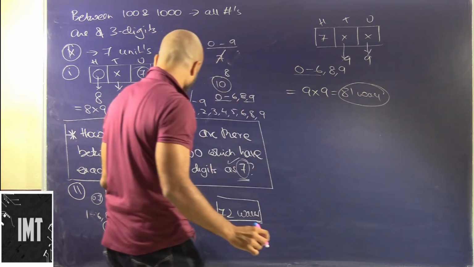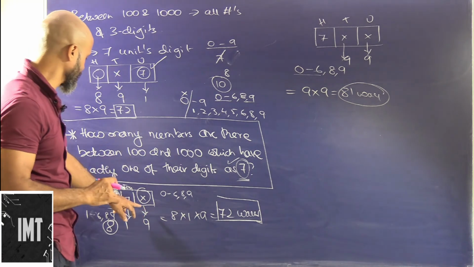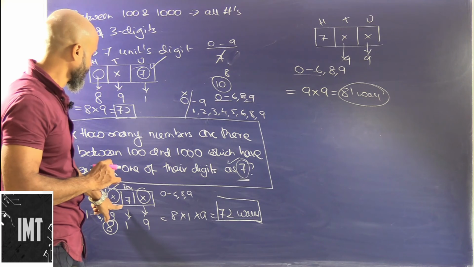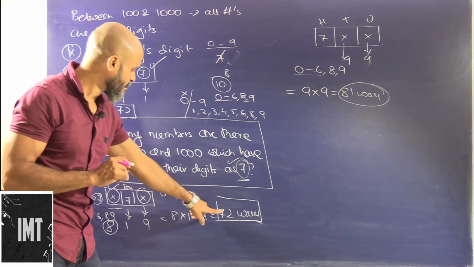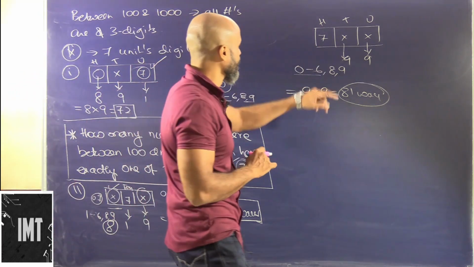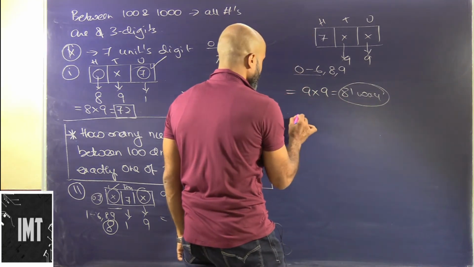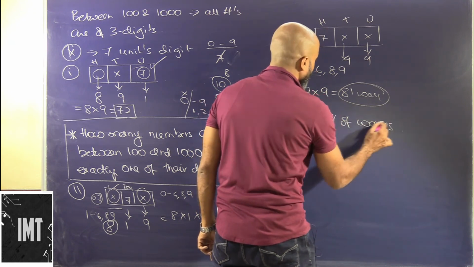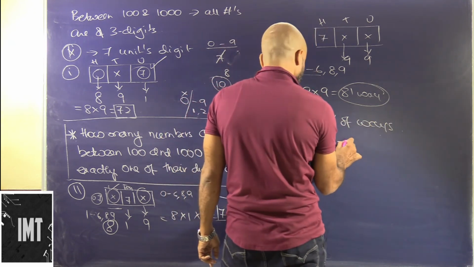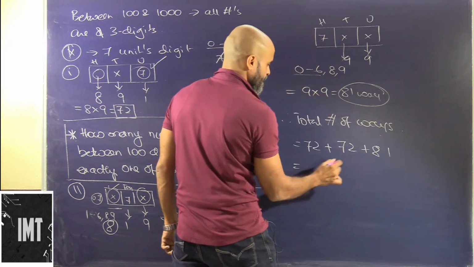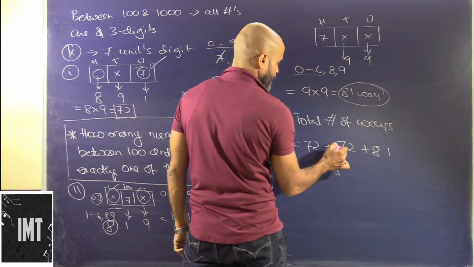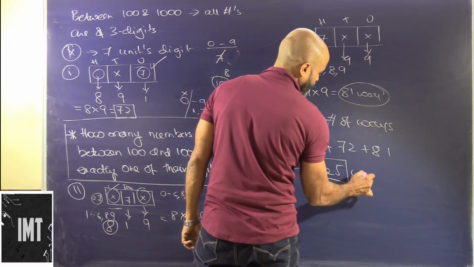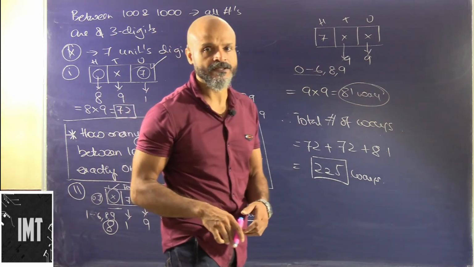So we have all these as independent events. One, selecting 7 in the units digit, which is 72 ways. One, selecting 7 in the tens digit, which is exactly 72 ways, and one selecting 7 in the hundreds digit, which is 81 ways. So the total number of ways will be 72 plus 72 plus 81, that is 225 ways. This will be 225 ways. Okay.